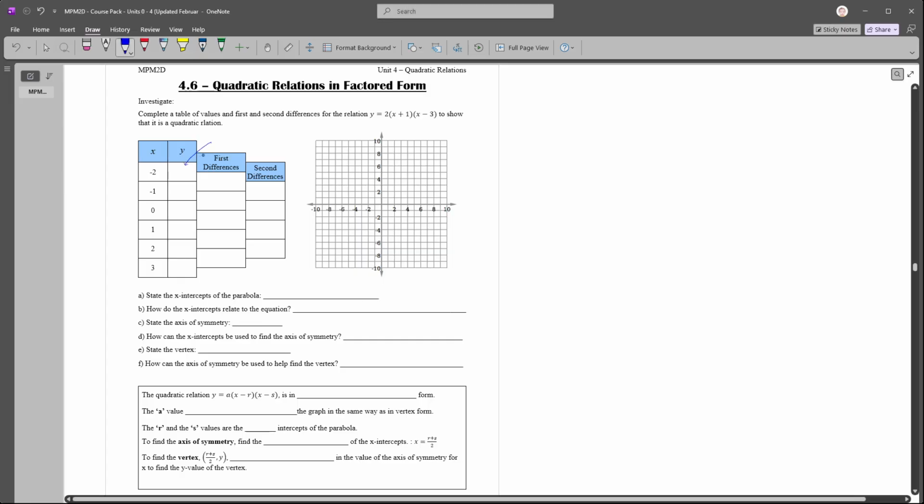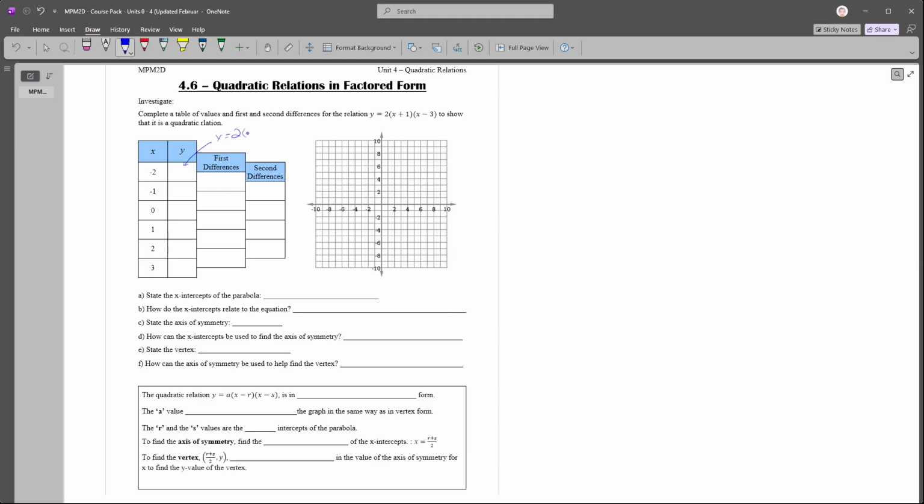So if we're thinking about this, this is the same thing as y is equal to 2 times our x value, which is negative 2, plus 1, multiplied by negative 2 minus 3. So if we have negative 2 plus 1, that's just negative 1. So 2 times negative 1, we're at negative 2. And then we have negative 2 minus 3, that's negative 5. Negative 5 times negative 2 gives us 10. Oh, yeah, we can still do this in mental math. We just have to know where it's coming from.